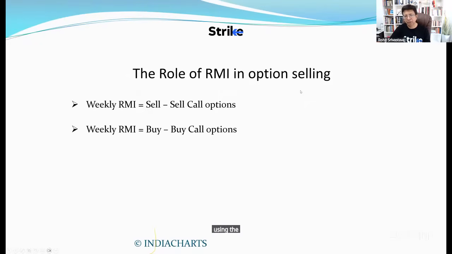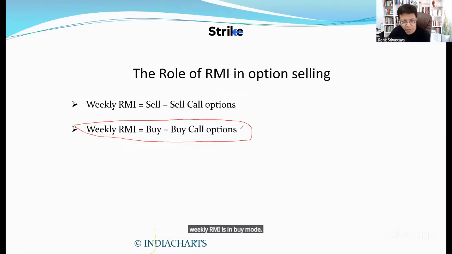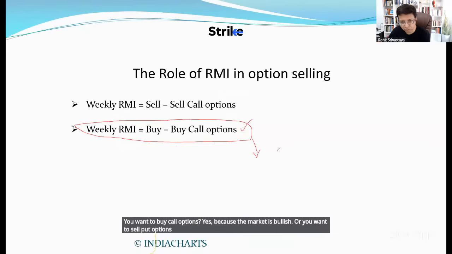using the RMI can filter out a lot of the bad trades. But it's just that you do the opposite. So if you buy calls, but you're a seller, then you have to sell puts. Okay. So if you're in the second condition, which is this weekly RMI is in buy mode, you want to buy call options, yes, because the market is bullish, or you want to sell put options, which is also a bullish trade. Selling put options is a bullish trade.